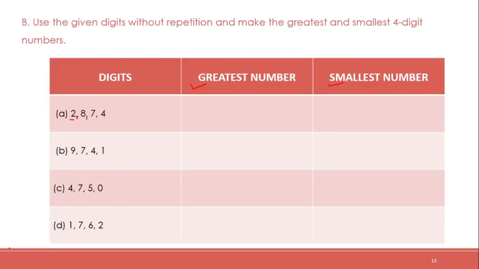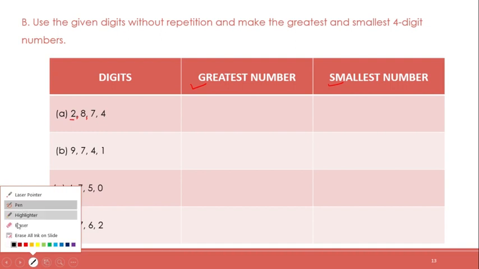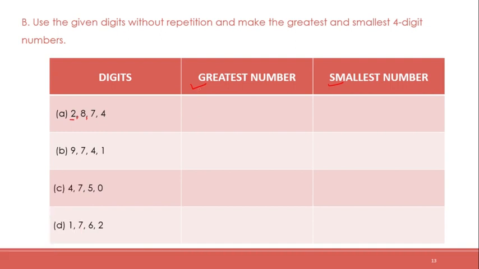Here we are given 4 digits. So the highest place value will be 1000, as for 4 digits we have to go up to the 1000 place: ones, tens, 100 and 1000, right? So for the greatest number, what will we do? We will place the greatest digit at the highest place value, at the 1000 place. So which is the greatest digit? It is 8. So 8 times 1000 plus, now we use 8, we are left with 7, 4 and 2.